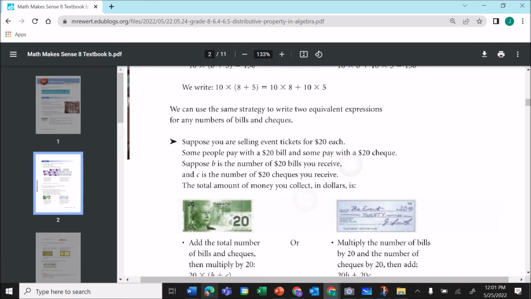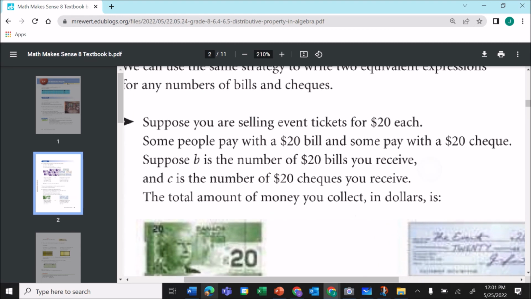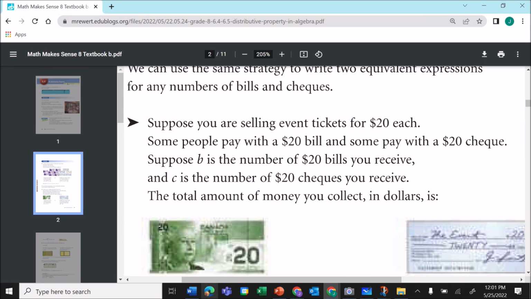Suppose you're selling event tickets for 20 bucks each. Some people pay with a $20 bill. Some people pay with a $20 check. Suppose B is the number of $20 bills you receive. C is the number of $20 checks you receive. The total amount of money you collected in dollars is... Now, you have two variables. You have a B and a C for bill and check. We don't know how many bills, we don't know how many checks, but we do know that every bill is $20 and every check is $20.